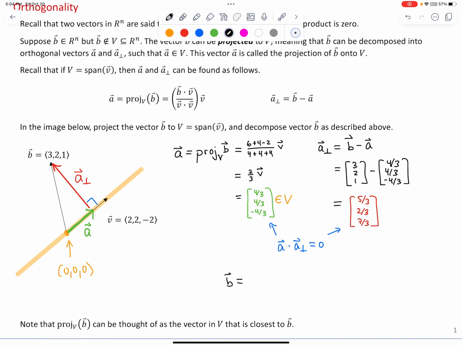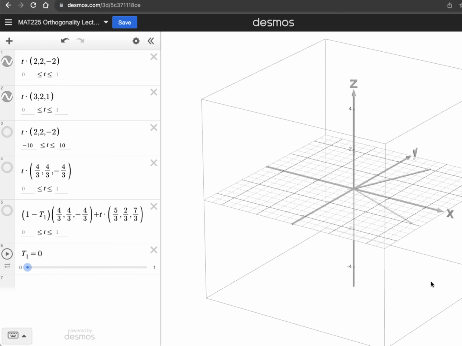And furthermore, verify that b in fact can be decomposed into these two vectors. Adding these two vectors together, we get 9/3 is the first component, which is 3. Second component is 6/3, which is 2. And the final component is 3/3, which is 1, confirming that we get the vector b back. Okay, looking at Desmos 3D, we have our two vectors. This first vector here is 2, 2, negative 2, and then we have the vector b, 3, 2, 1.